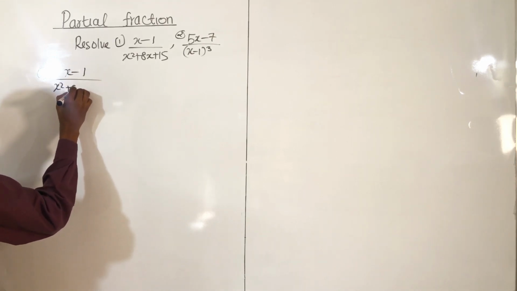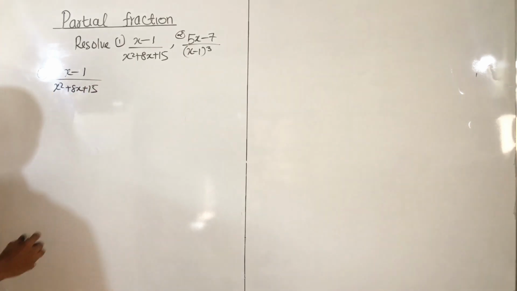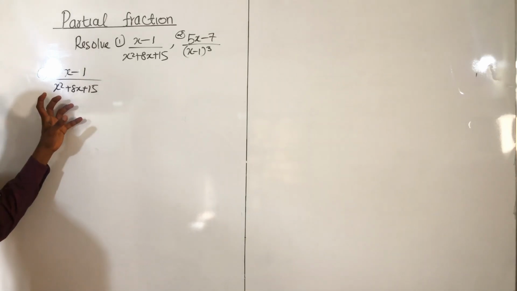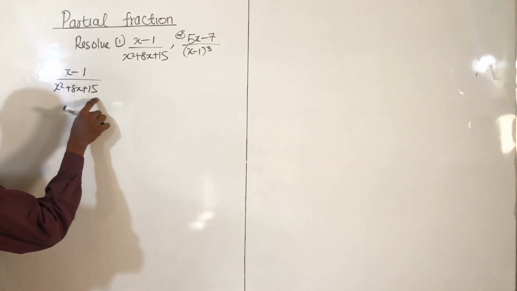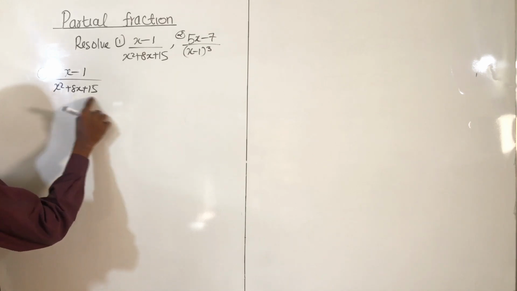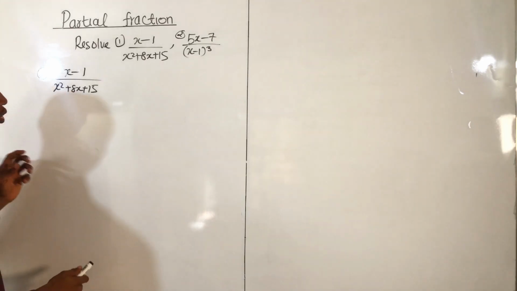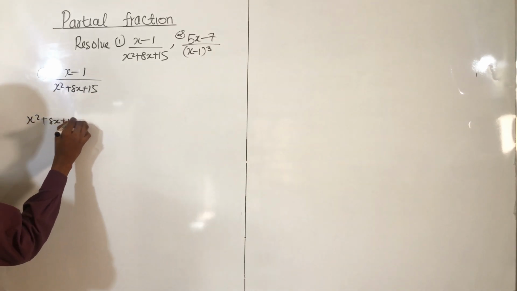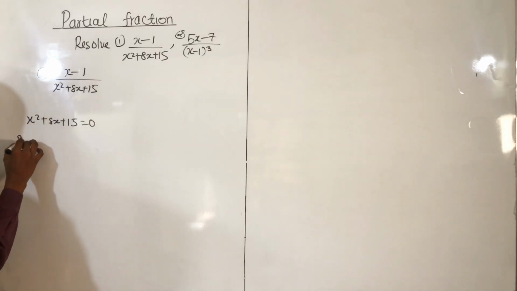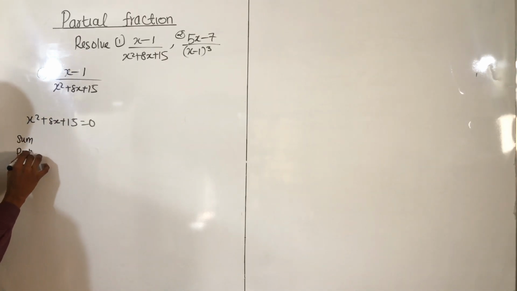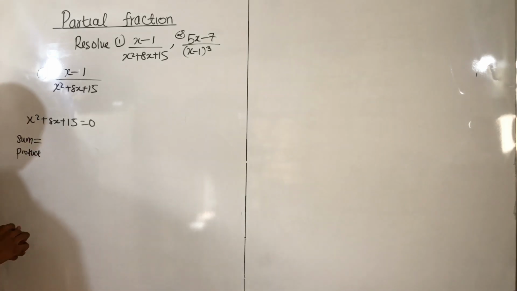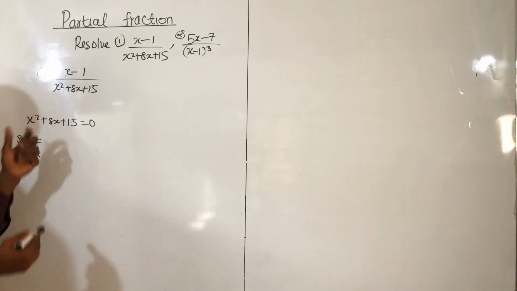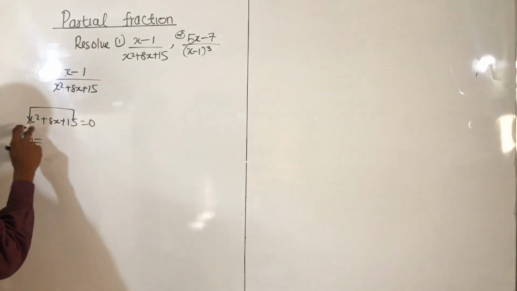First of all, which type of partial fraction is this? You can see that the denominator is a quadratic equation, of the equation x squared plus 8x plus 15 equals 0. We have to do sum and product. Which two numbers, when we add, give us 8x, and when we multiply, give us the product, which is 15x squared?